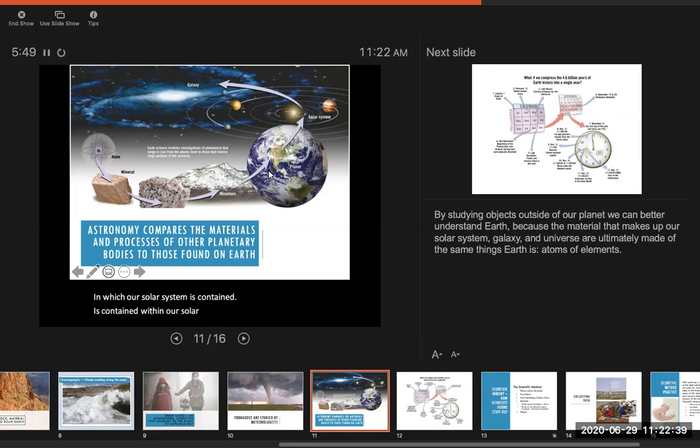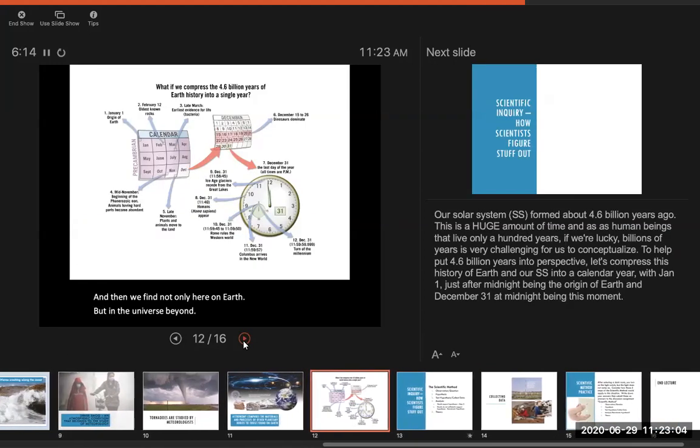Earth's continents are comprised of landforms such as mountains, which are made of rock. Rock is made of minerals. Minerals are made of the atoms of the elements that we find not only here on Earth, but in the universe beyond. Our solar system formed about 4.6 billion years ago. This is a huge amount of time, and as human beings that live only 100 years, if we are lucky, billions of years is very challenging for us to conceptualize.